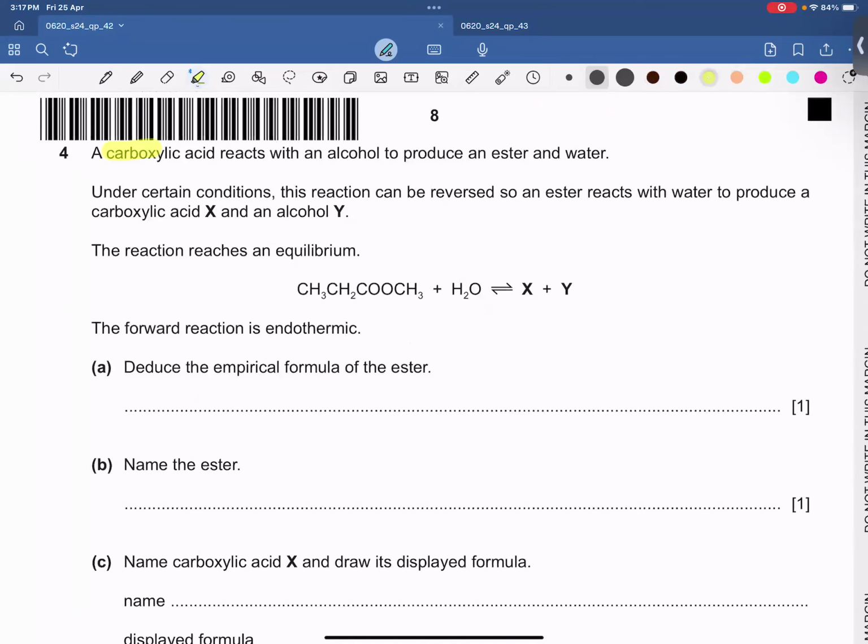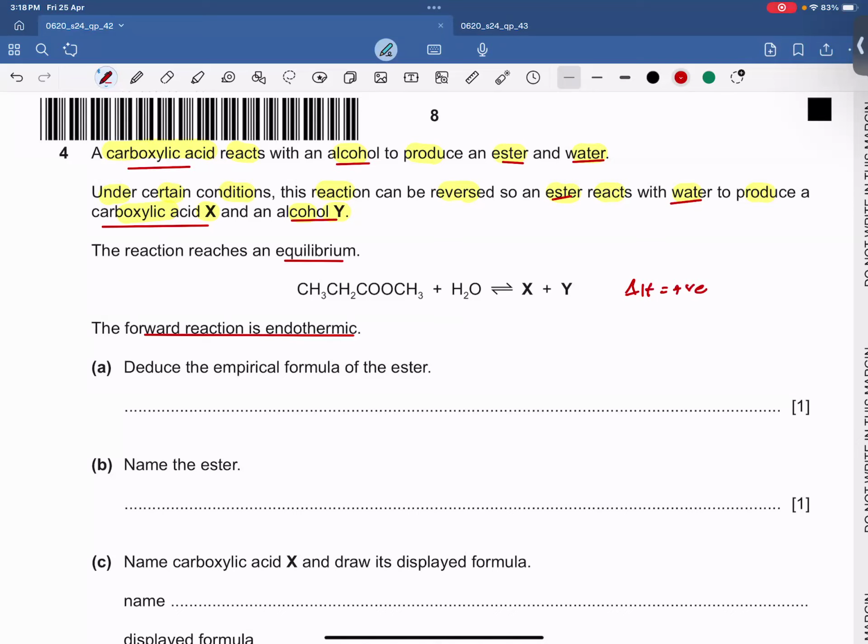A carboxylic acid reacts with an alcohol to produce an ester and water. Under certain conditions, this reaction can be reversed. So an ester reacts with water, producing a carboxylic acid X and alcohol Y. By the way, I told you that alcohol and carboxylic acid combine to make ester and water, but the examiner can also ask this question: when ester reacts with water it will turn back to carboxylic acid and alcohol, and the examiner is asking exactly that question. The reaction reaches an equilibrium. All right. The forward reaction is endothermic. This means delta H of this reaction will be positive.